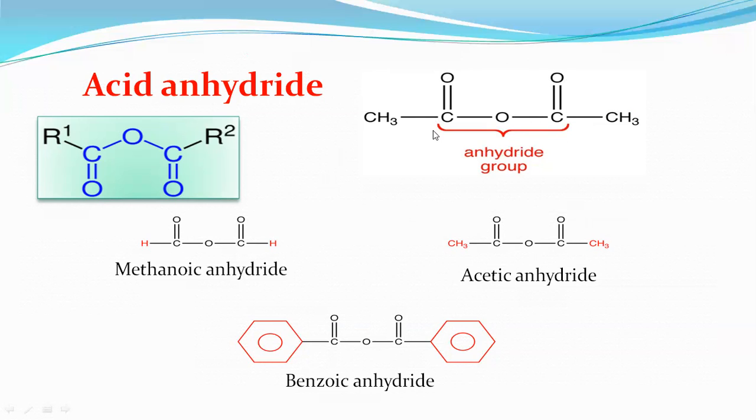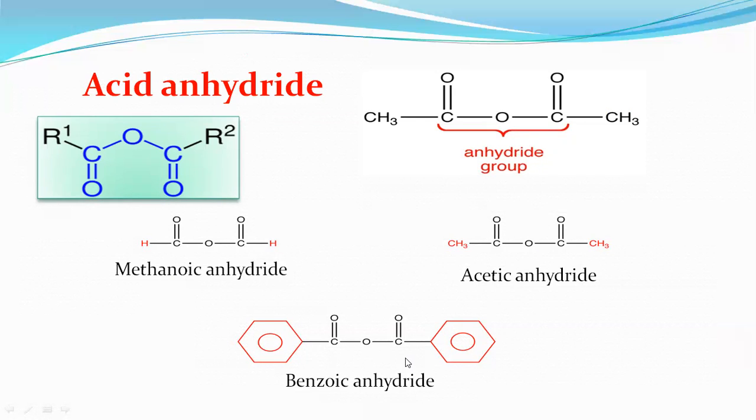If R is equal to H, the structure you get is for formic anhydride, which indicates that it contains C double bond O, O C double bond O, and it has one carbon atom. If CH3 C double bond O, acetic anhydride. If both R are equal to a benzene ring, benzoic anhydride.